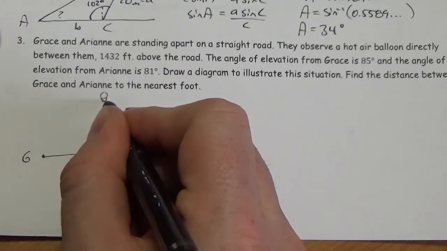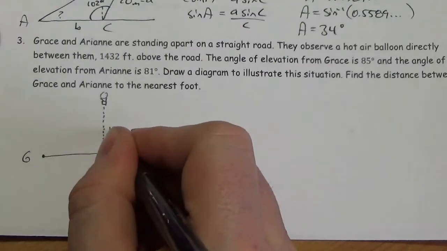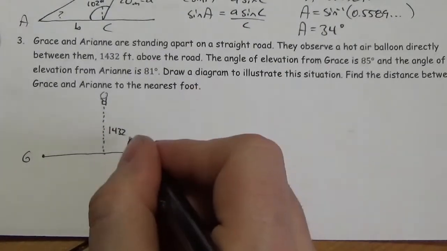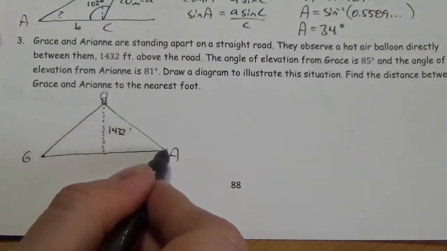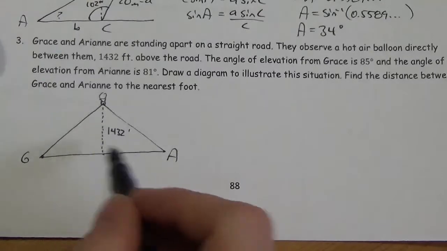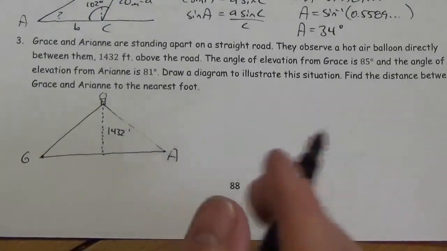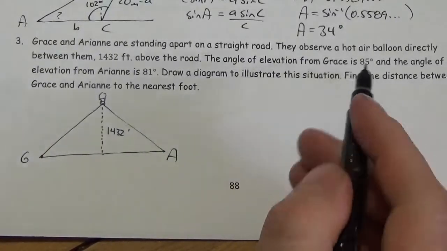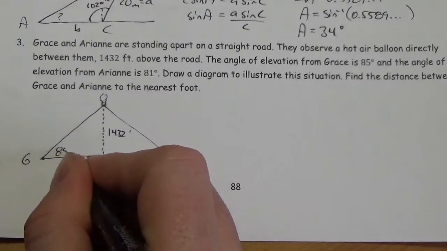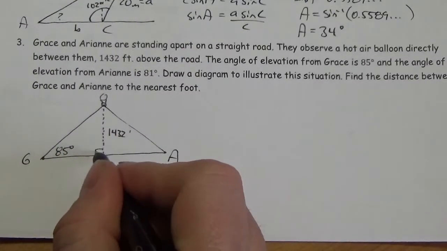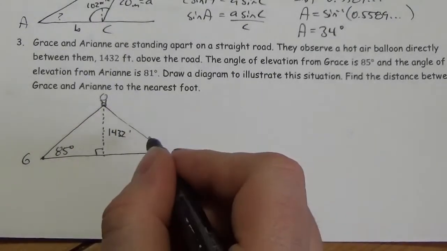Here we go. Okay, we know that that is 1432 feet up. And then Grace is looking at it, and Ariane's looking at it. It's not halfway in between. Sometimes people make that their default setting. The angle of elevation from Grace is 85. Now that again means from the horizontal up. So this is 85 degrees. We know that's going to be straight up, so along the perpendicular. And from Ariane, it's going to be 81 degrees.